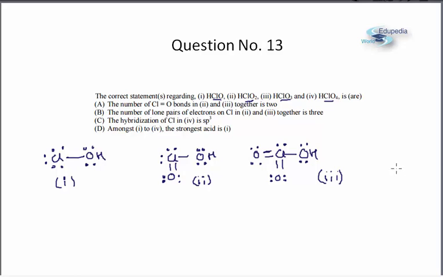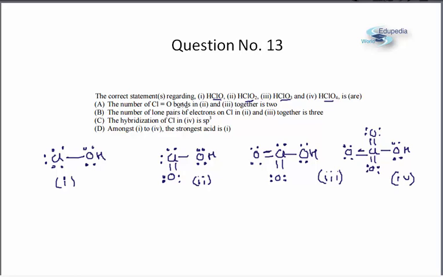And finally, if I come to HClO4, that is perchloric acid, it will be Cl single bond OH and 3 oxygens, double bond O, double bond O and double bond O. This will have 2 lone pairs, and each of these oxygens of double bond will have 2 lone pairs. This is my structure for HClO4, that is perchloric acid. Now let us look at the options one by one.